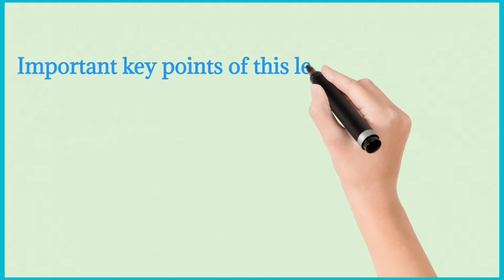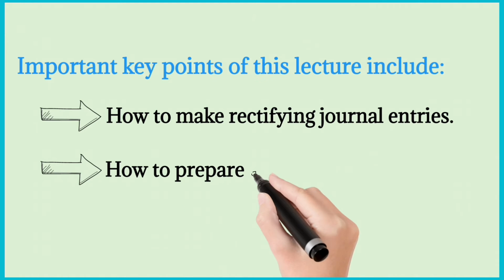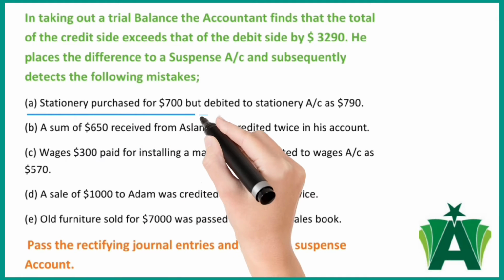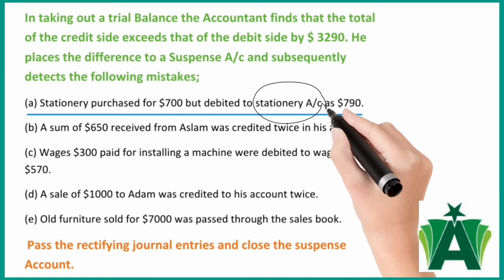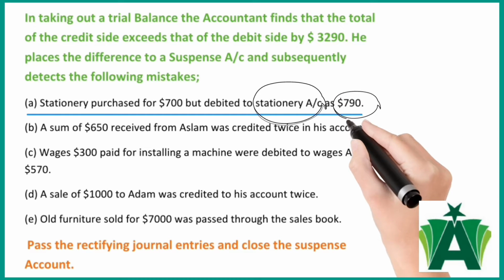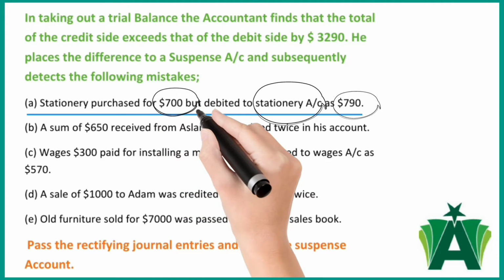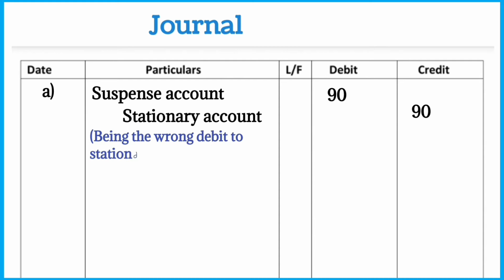Important key points of this lecture include how to make rectifying journal entries and how to prepare a suspense account. Stationery purchased for $700 but debited to stationery account as $790. In this transaction the error is only in the stationery account, which has been debited with $790 instead of $700. The rectifying entry will be: suspense account debit with the amount of $90, stationery account credit with the same amount. Being the wrong debit to stationery now rectified.